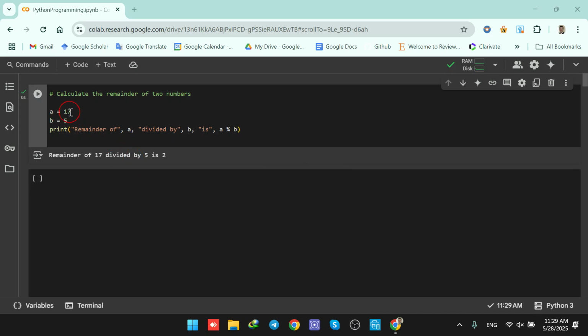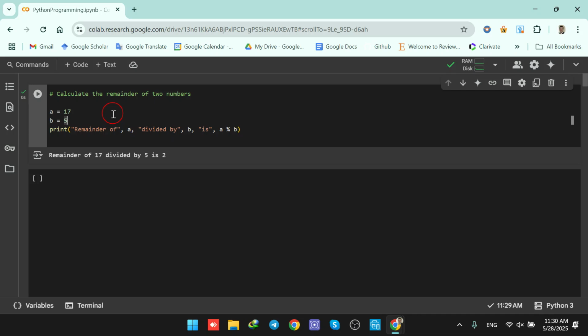So the first number is called a. So the variable called a, then number 17 is assigned to it. So a equals 17. And the second variable is called b, and number 5 is assigned to it. Now I would like to learn how to calculate the remainder of these two numbers.